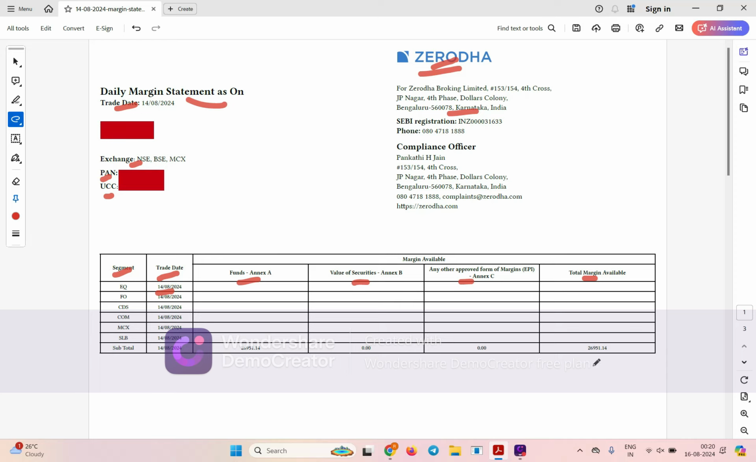Here the margin is positive 26,951. So this much amount I can use for the next day for trading. If the value is negative, you will face a penalty and you should add money. In the margin statement, we should mostly focus on this available cash.